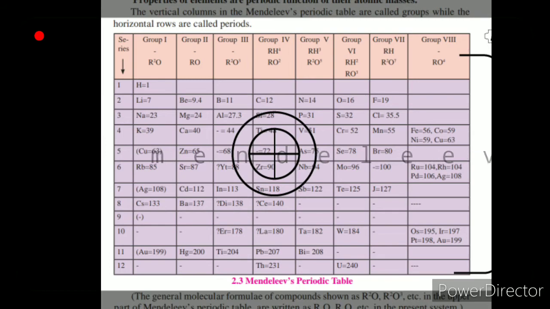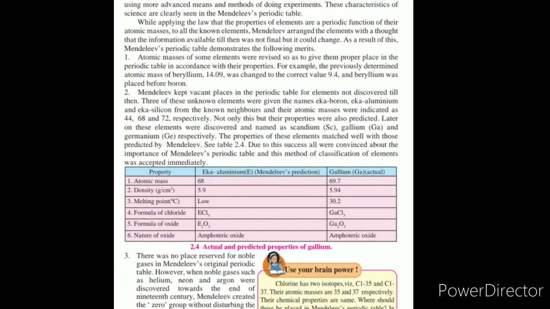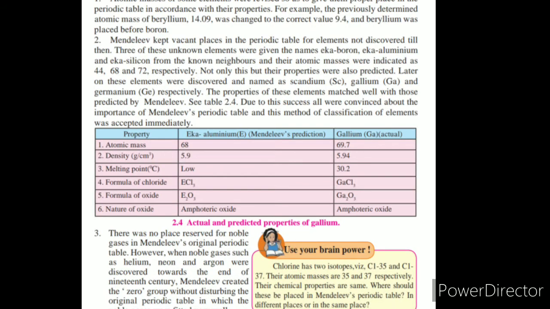For example, beryllium had a mass of 14.09 units, and after correction the value was changed to 9.4 units. The second merit: Mendeleev kept vacant places in the periodic table for elements not discovered till then. Three of these unknown elements were given the names eka-boron, eka-aluminium and eka-silicon. From the known neighbors, their atomic masses were also indicated. After discovery, they were named scandium, gallium and germanium respectively. The properties of these elements matched well with those predicted by Mendeleev.